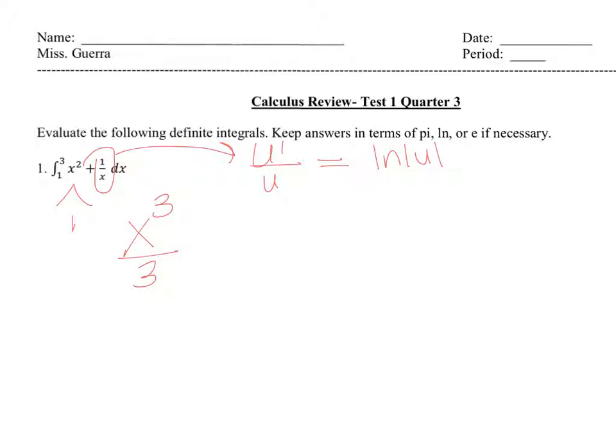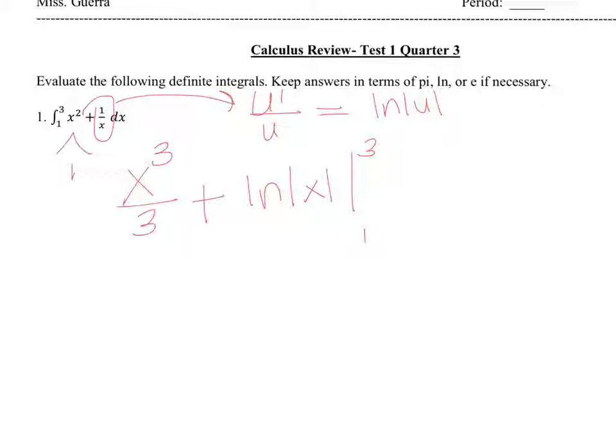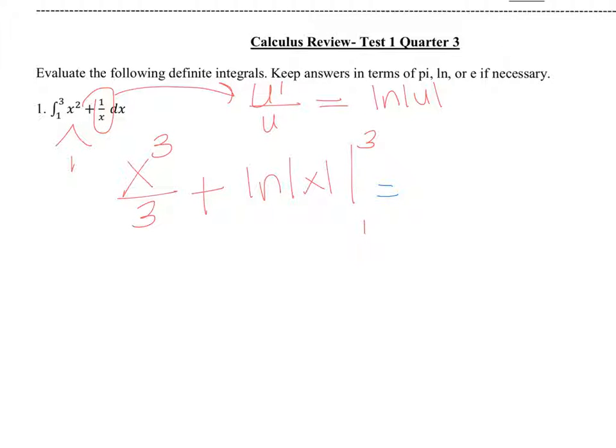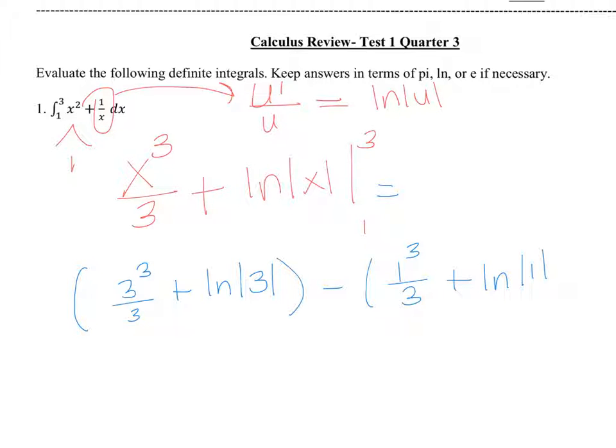So in this case, u is x and du is 1 because the derivative of x is 1. So my integral is plus ln of x, because that's your u. I'm going to evaluate this from 1 to 3. When you evaluate a definite integral, you remember to do upper minus lower. So I'm first going to do upper. So 3 cubed over 3 plus ln of 3 minus the lower, which is 1 cubed over 3 plus ln of 1.